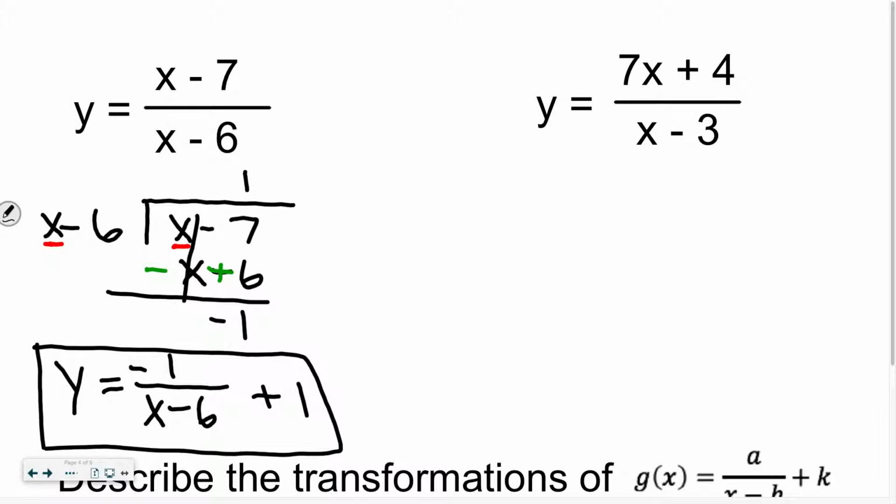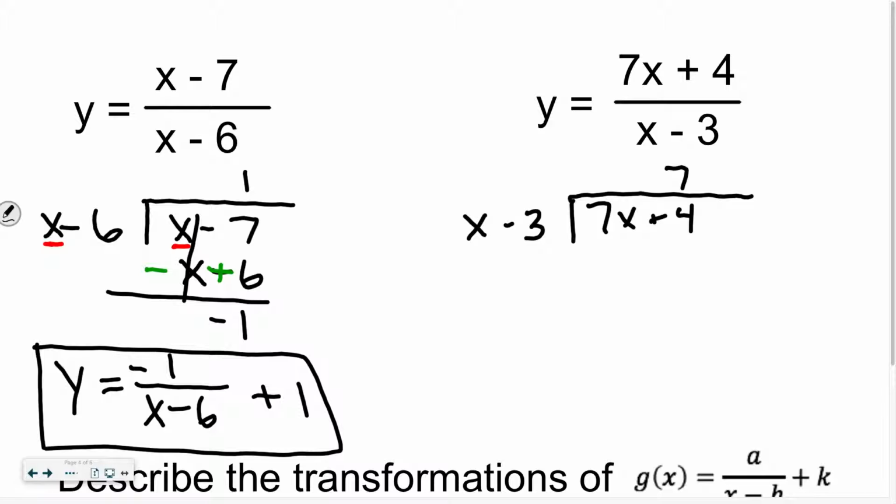Okay, let's do another example. Set it up: 7x plus 4 goes inside, and x minus 3 on the outside. Think in your head: how many times will x go into 7x? 7 times. Now, 7 doesn't have an x, so I line it up with the constant term, above the plus 4. That way I know I'm done, right? I have nothing else to do.